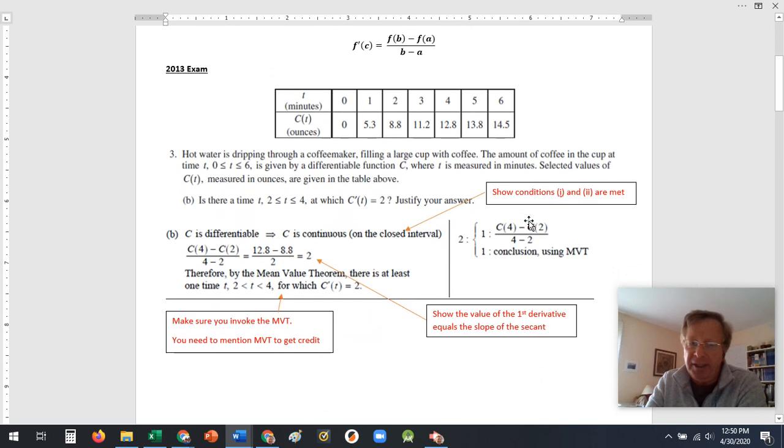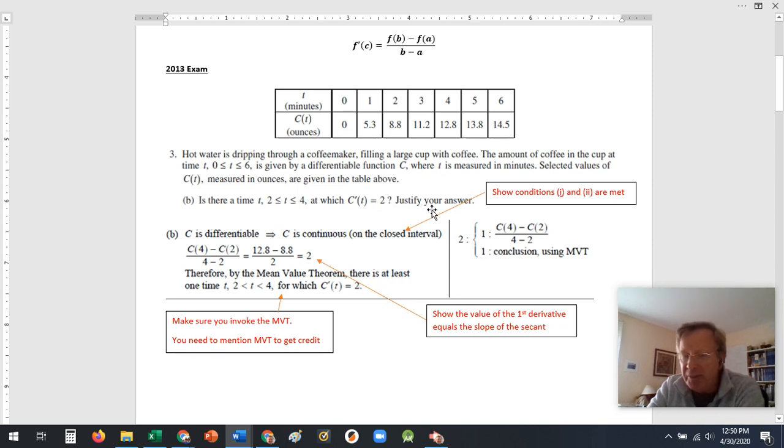So here's 2013, okay? Hot water's dripping through a coffee maker, filling a large cup with coffee. The amount of coffee in the cup at time 0 to 6 is given by a differentiable function. The fact that it's differentiable tells you that it's also continuous. T is measured in minutes. Selected values of c are given in the table above. So part B of this question asks this: is there a time between 2 and 4 where the first derivative equals 2? Justify your answer.